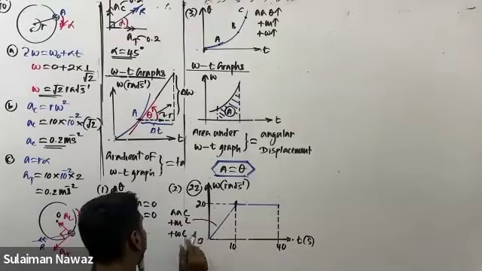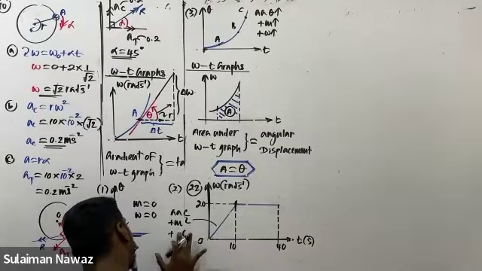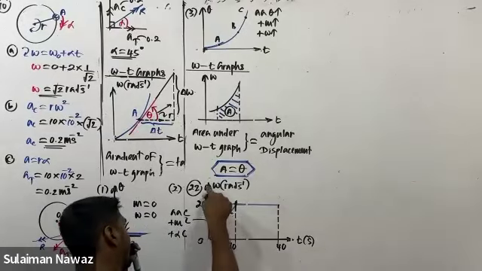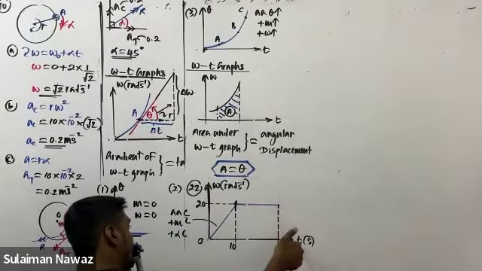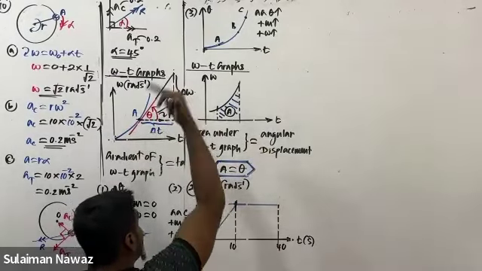I made a mistake, okay? So I made a mistake. It's an omega-t graph. Omega-t graph means alpha. The gradient of the omega-t graph is acceleration.